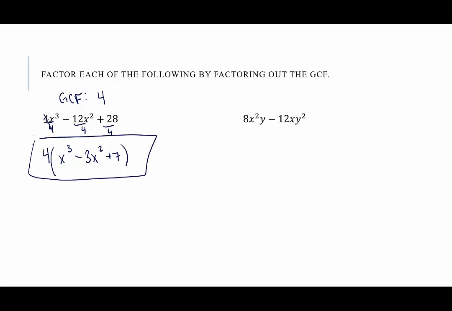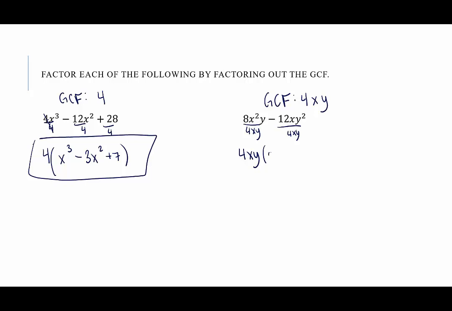In the next example, the GCF here, so the numerical GCF, 8 and 12, are both divisible by 4. We have an x squared and an x. We're going to factor out an x. A y and a y squared, we'll factor out a y. We're going to take that GCF. We're going to divide it into both terms, divided by 4xy, divided by 4xy.